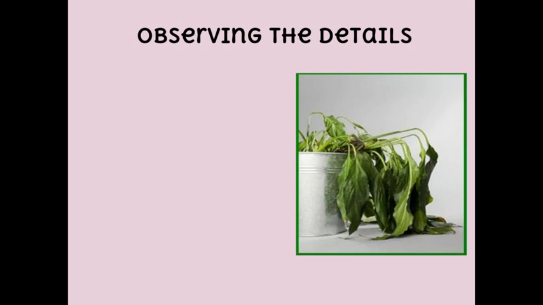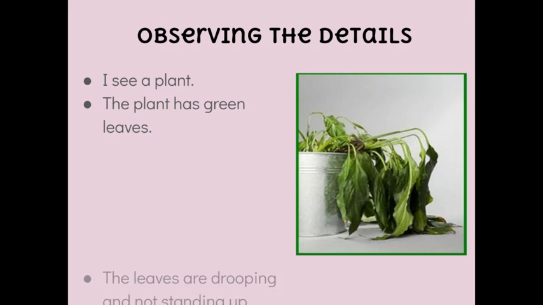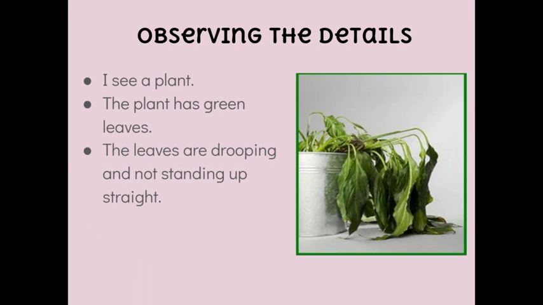Let's practice. Observing the details. What do you observe about this picture? I see a plant. The plant has green leaves. The leaves are drooping and not standing up straight. The plant is in a silver bucket. Notice I just observed things I could see with my eyes based off the picture.